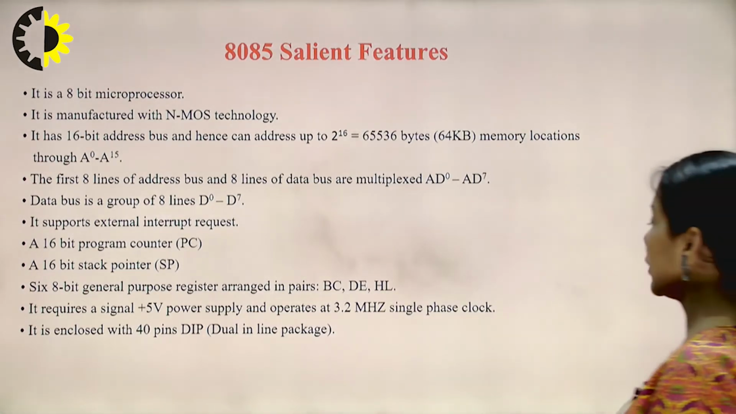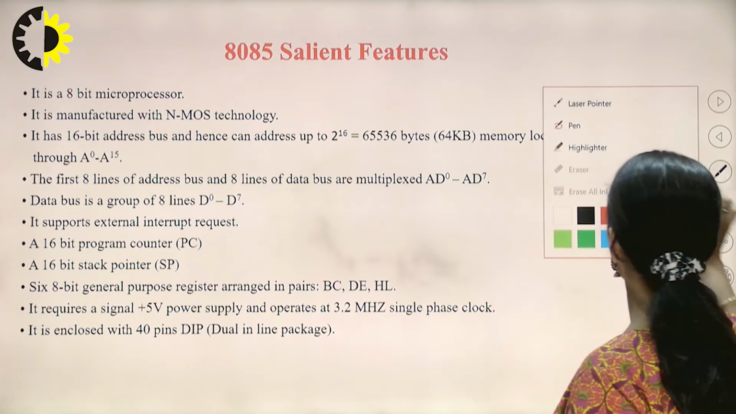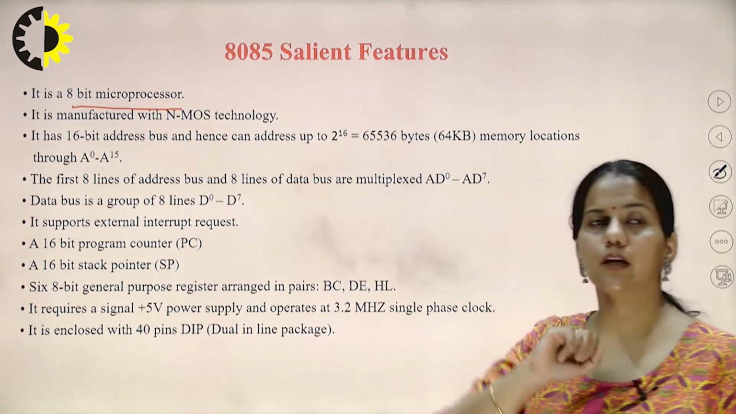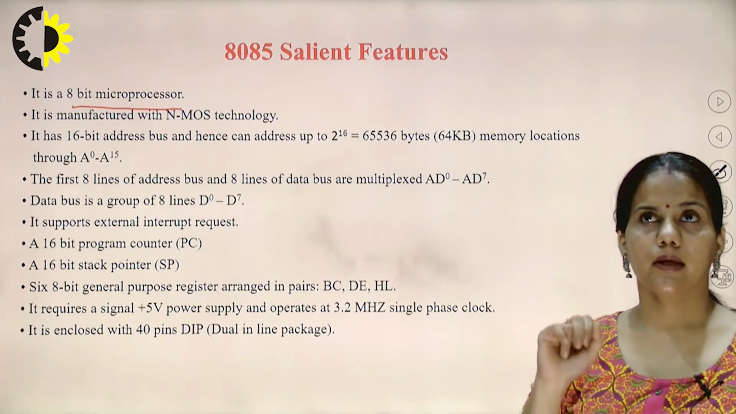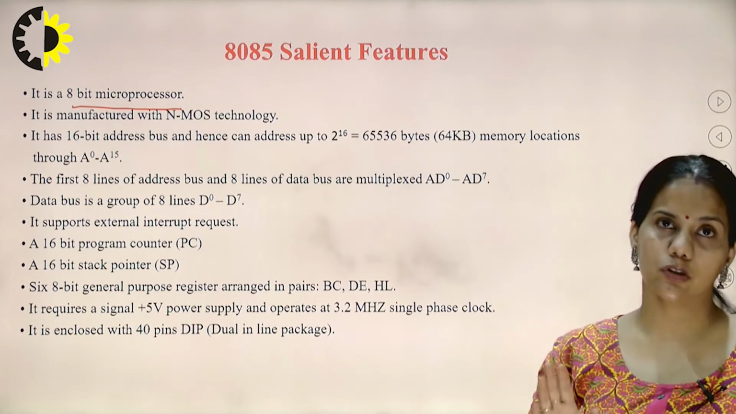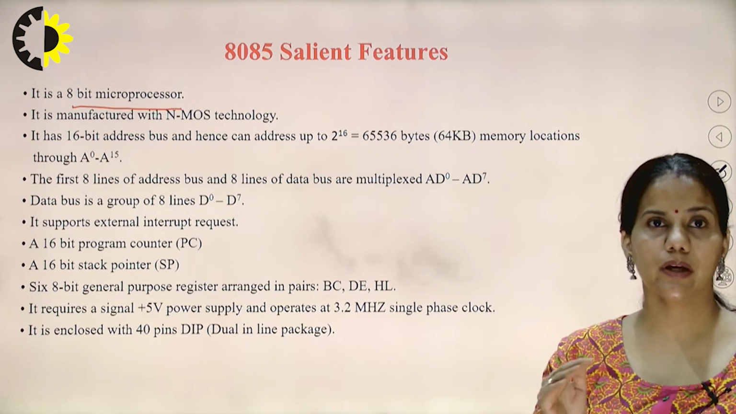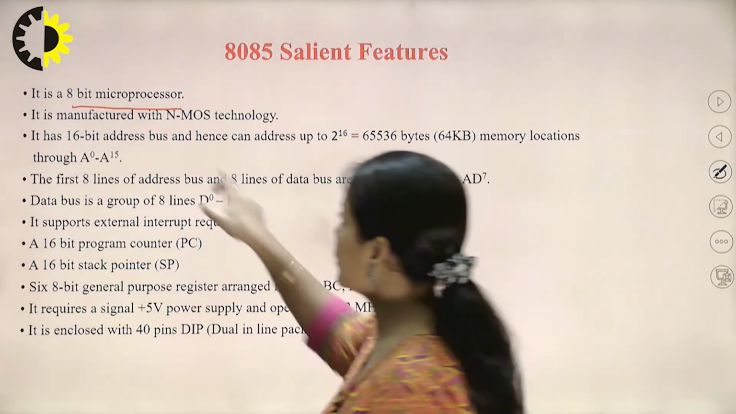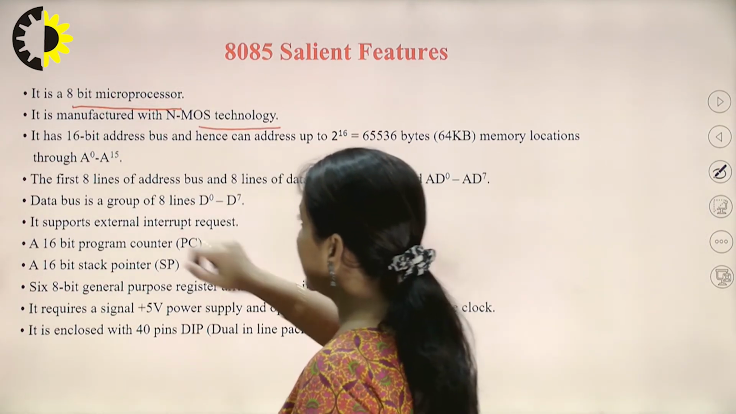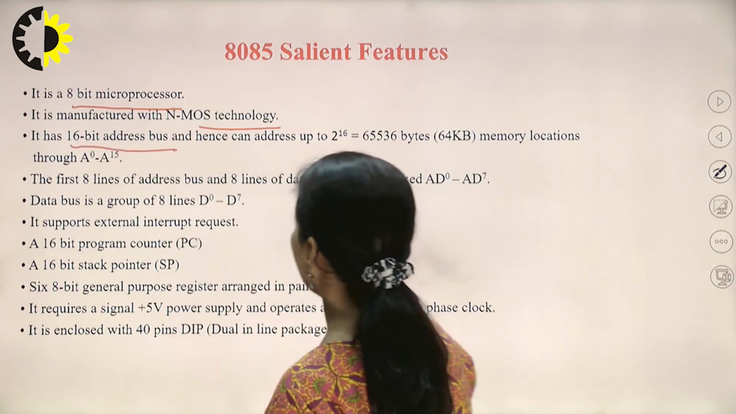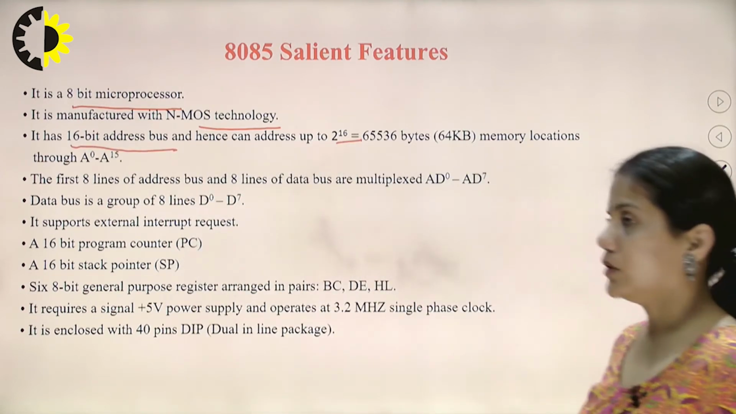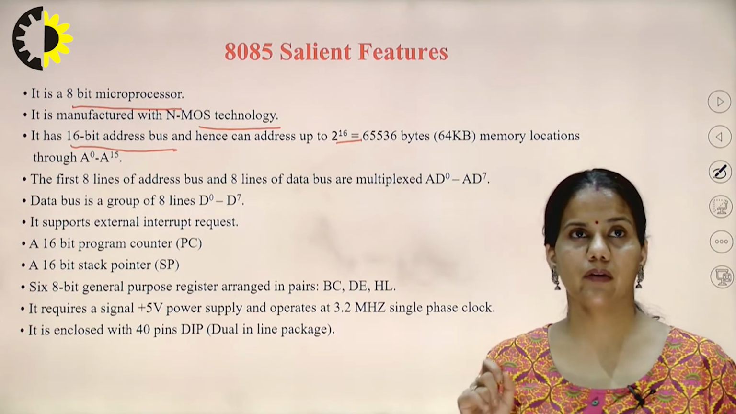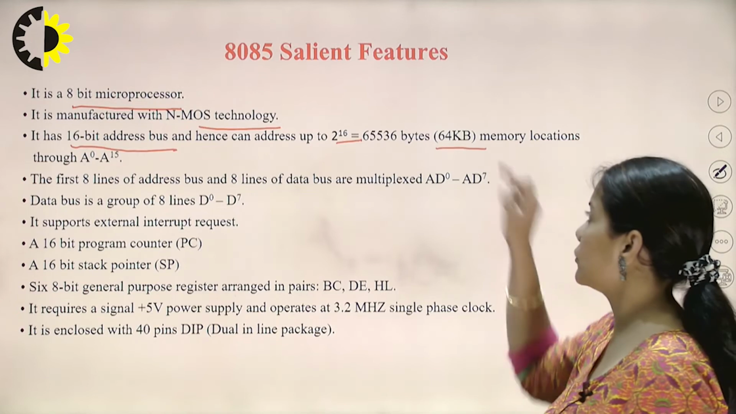8085 is an 8-bit microprocessor. By saying 8-bit microprocessor, we mean that all the arithmetic and logic operations can be performed on 8 bits at a time. It is manufactured using NMOS technology. There is a 16-bit address bus and hence it can address up to how many memory locations? 2 raised to power 16, that is 65536 bytes or 64 kilobytes.